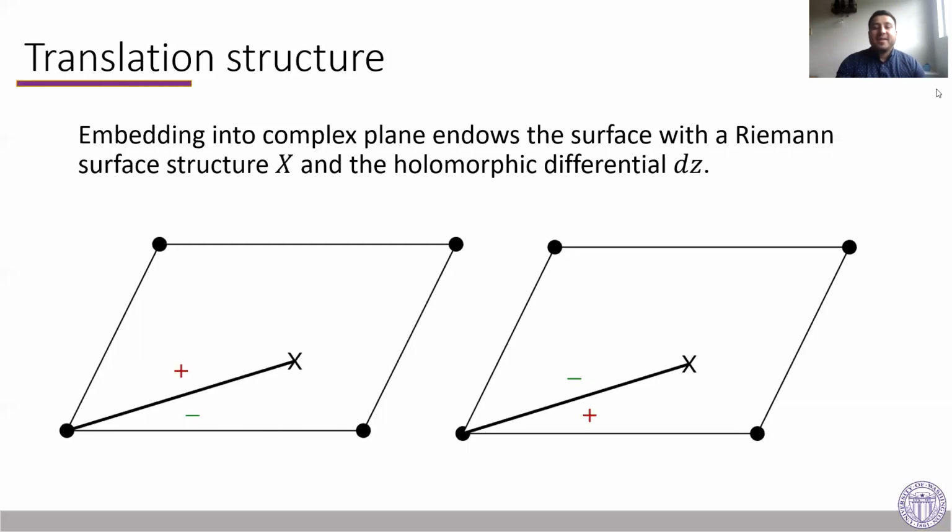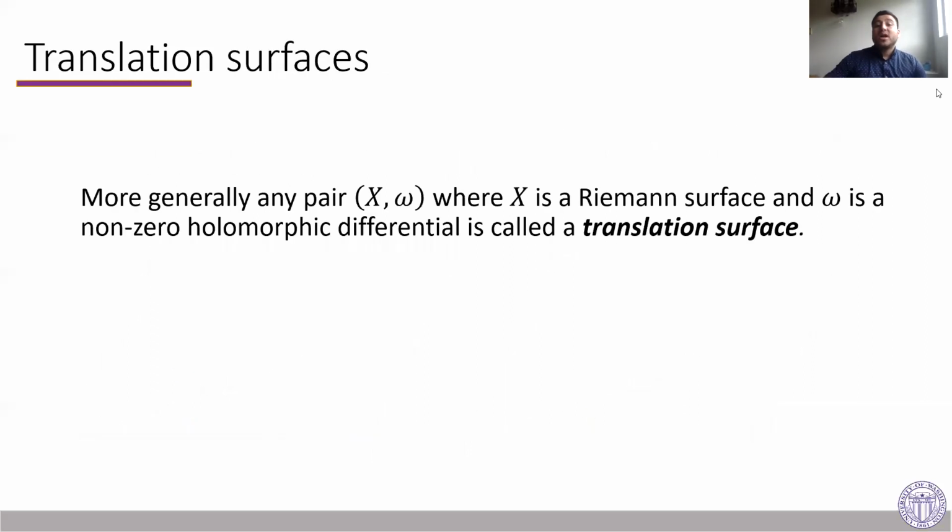Okay, and so this allows us to do geometry, right? We're able to measure lengths of curves. We're able to compute angles now, and more generally, any pair (X, omega), where X is a Riemann surface and omega is a non-zero holomorphic differential, is called a translation surface. So double slit tori constitute an example of translation surfaces.